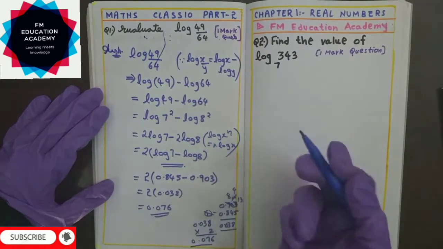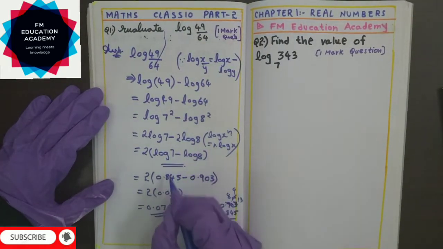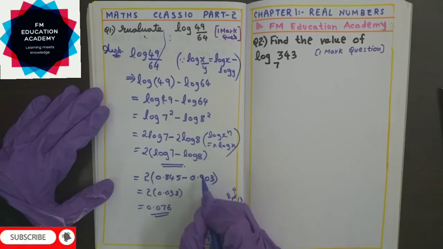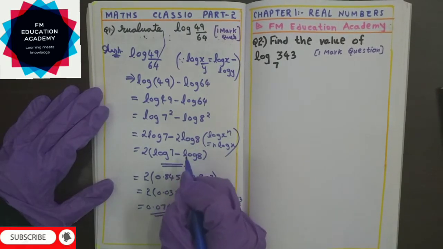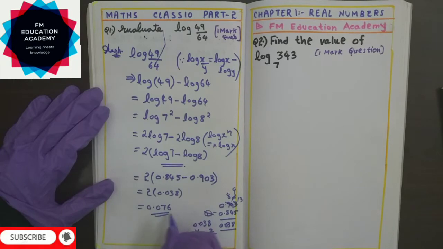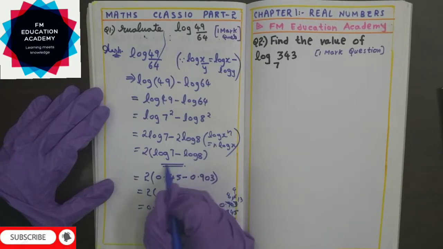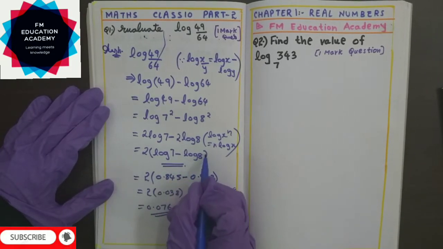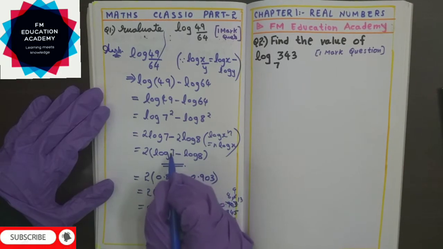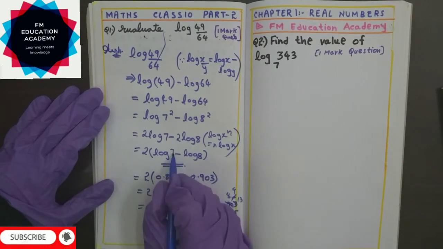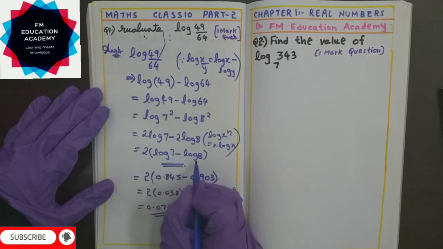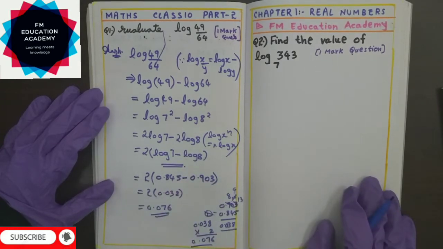If it asks in 2 marks, you can substitute the value of log 7 and the value of log 8, as you can remember these values of logs, and find out the answer. Otherwise, just stop here, 2 into log 7 minus log 8, because we cannot subtract log 7 and log 8, because here 7 is there and here 8 is there. Both are different. I hope you are able to understand.